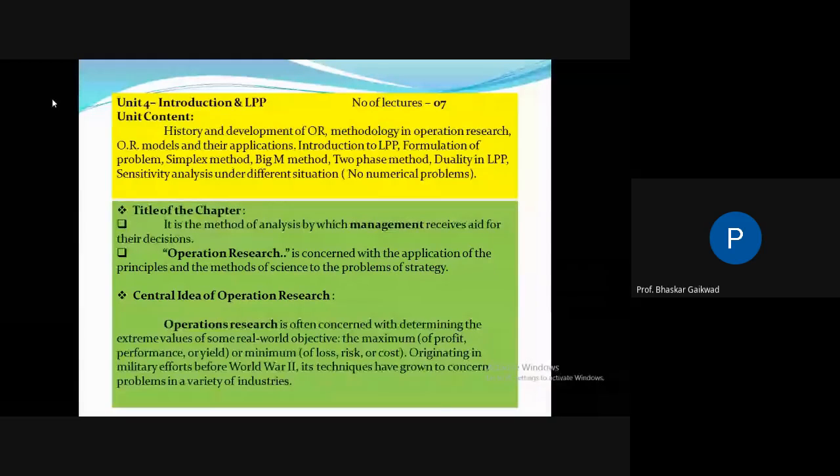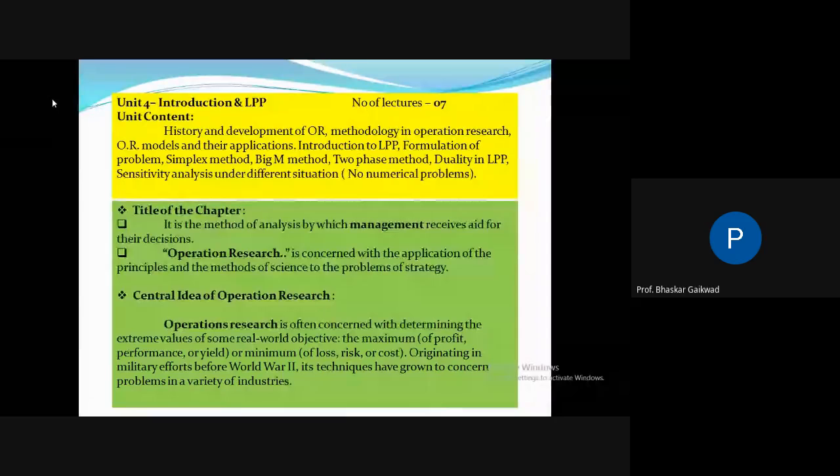Inventory problems are there. Means whatever the raw material inventory, finished material inventory, semi-finished material inventory, how to tackle the problem of inventory, so that there should be continuous production, there should be continuous marketing, and there should be continuous stock level.